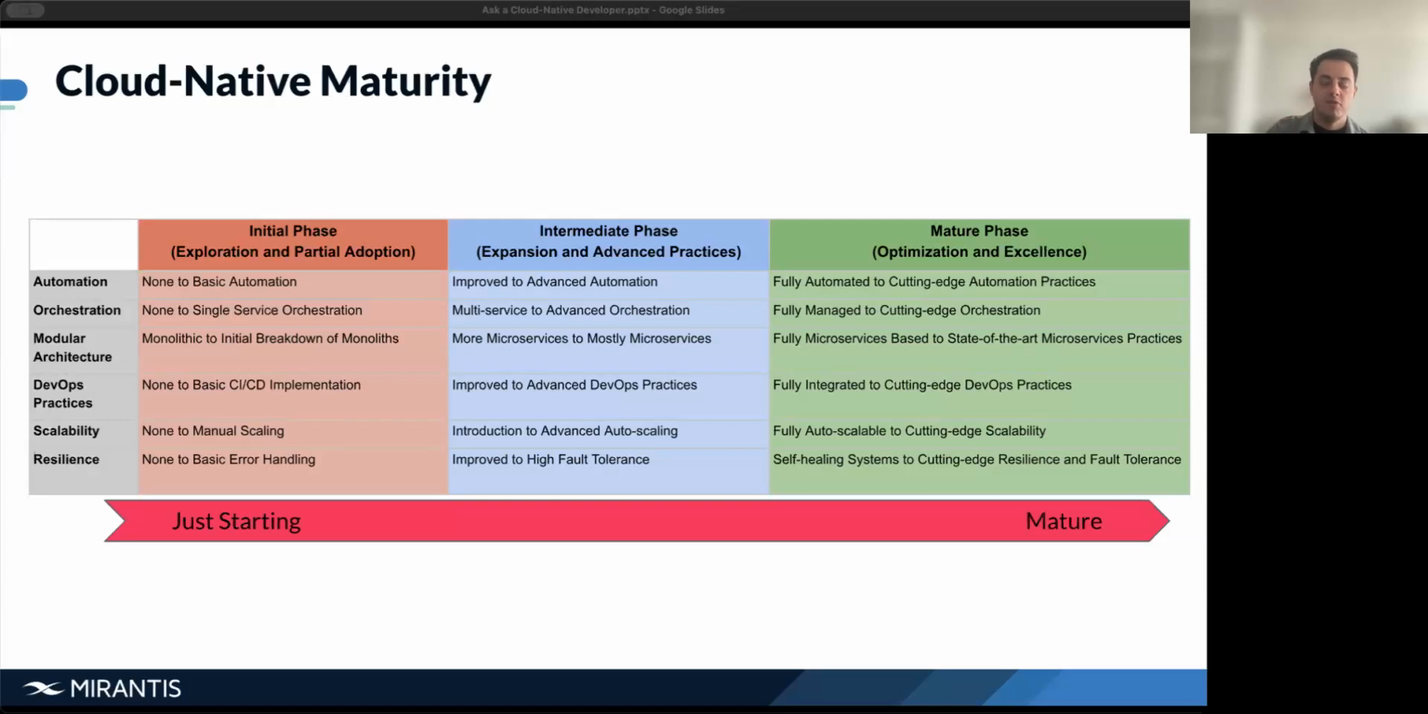But we have here on the maturity model the traditional architectures versus what we have today in cloud native. For example, when we talk about fully integrated cutting-edge DevOps practices, what that would mean in a cloud native organization is that they would implement something called GitOps principles, which basically means whatever you have in Git happens in production.